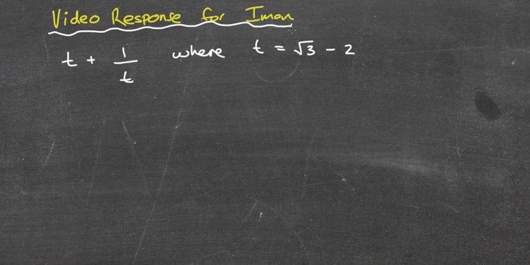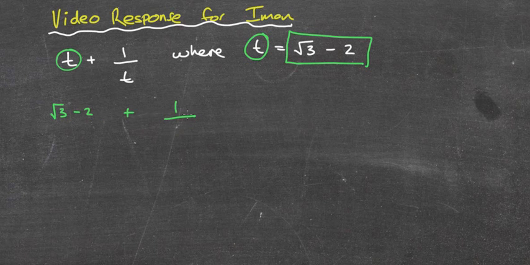Initially, this question is a substitution question. It's asking you to substitute for the letter t, root 3 minus 2. So wherever you see a t, we're going to replace it with root 3 minus 2. I can see a t there, so I'm going to put root 3 minus 2, and I've got 1 over t again, so I'm going to put the root 3 minus 2 there. So that's your first part. That is a simple substitution part of your question.